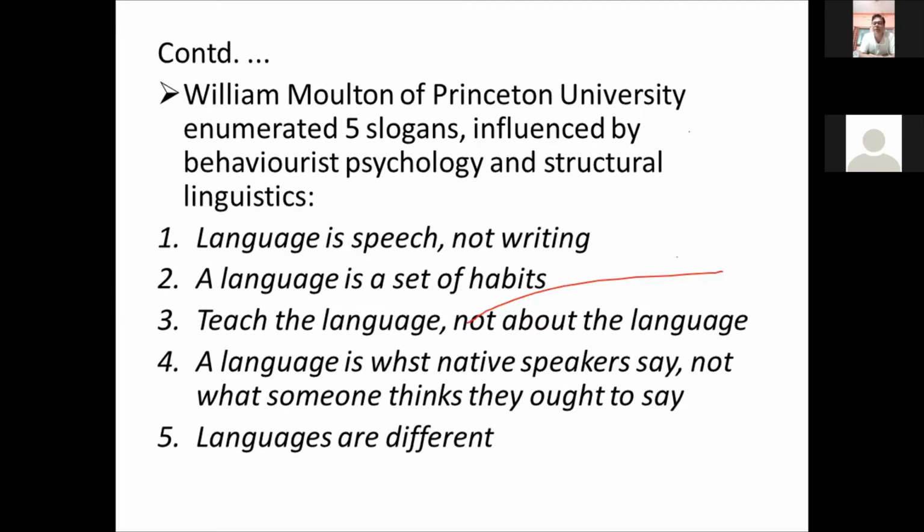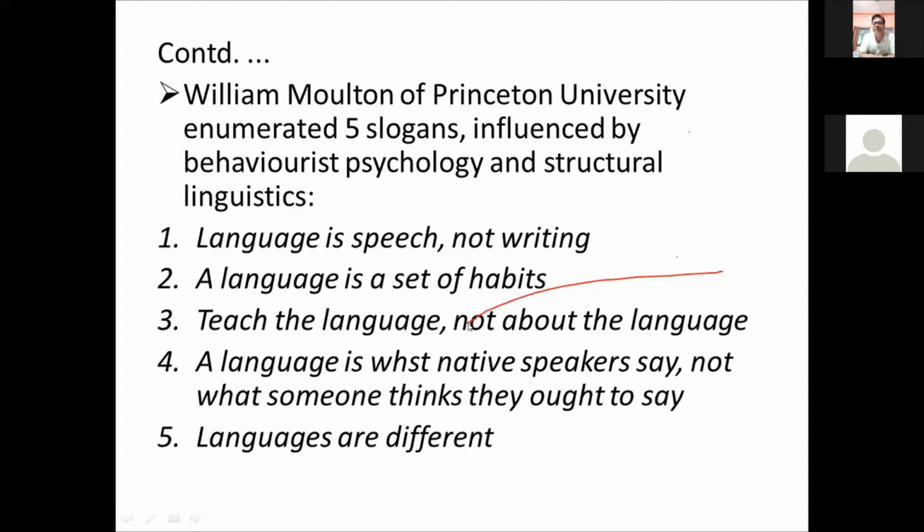The fourth slogan is a language is what native speakers say, not what someone thinks they ought to say. So this is quite contrary to the direct method. The direct method focuses on the development of the student's power to think, because as per the direct method, it is felt that unless the student is able to think, he cannot speak in the target language. But here, the focus is always on speaking, not on thinking.